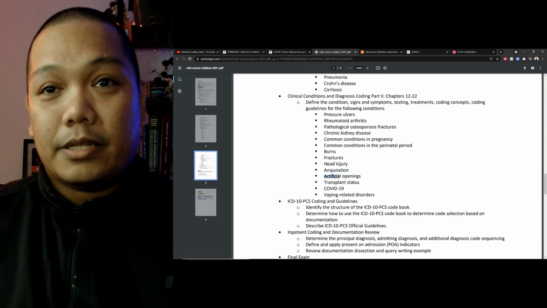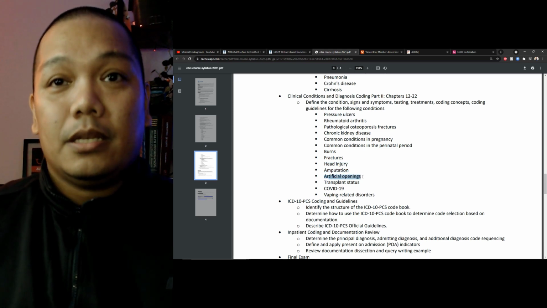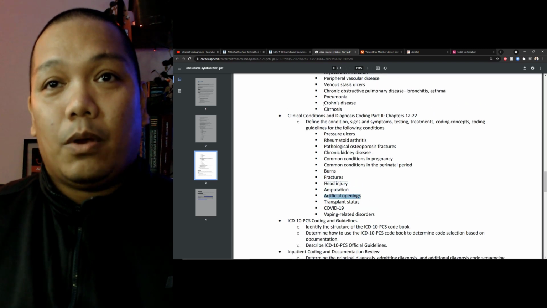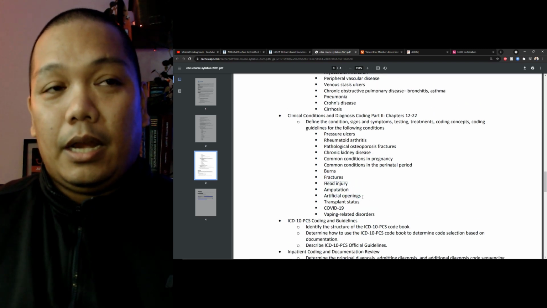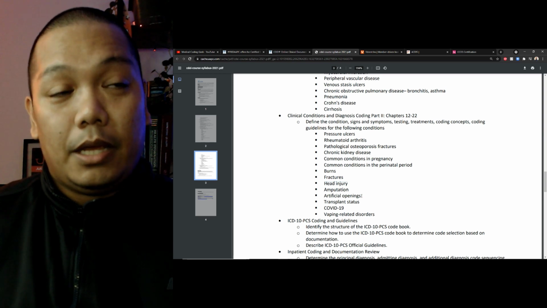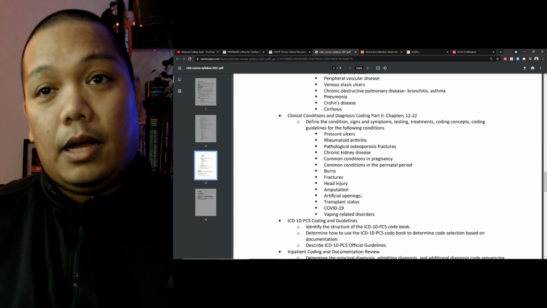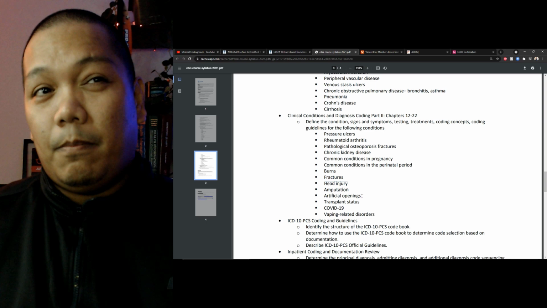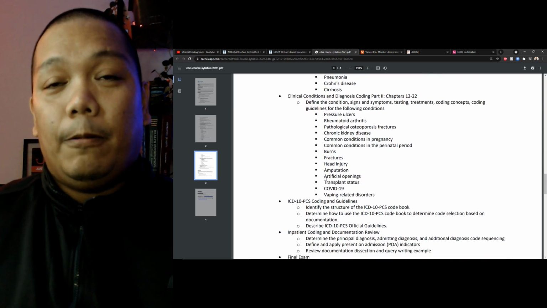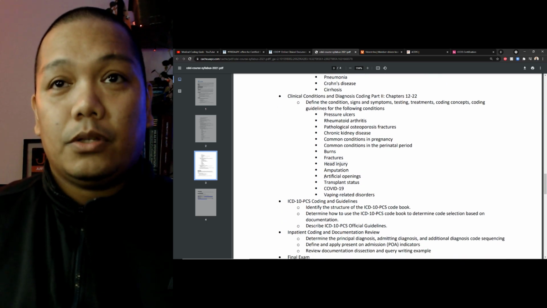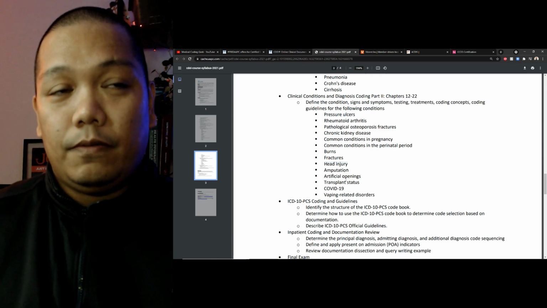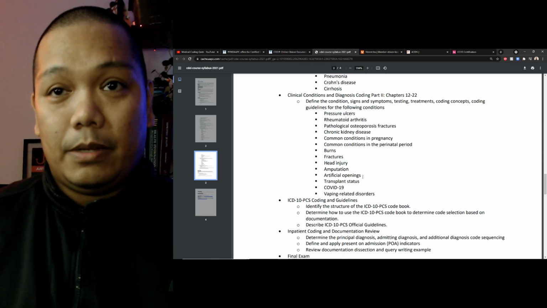Artificial openings, colostomies, ostomies. This goes hand in hand with Crohn's disease. And having an artificial opening and the complications associated with it. Infection, is it a malfunction? You really get into the nitty gritty to finding the underlying issue. If it's not documented, then we need to get it documented.